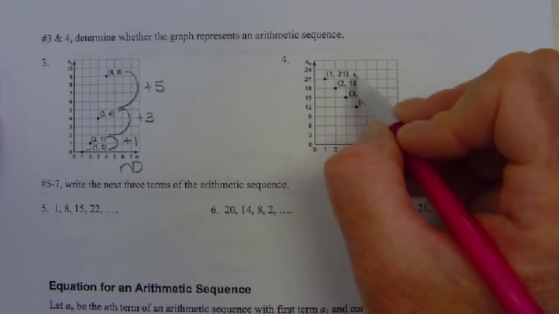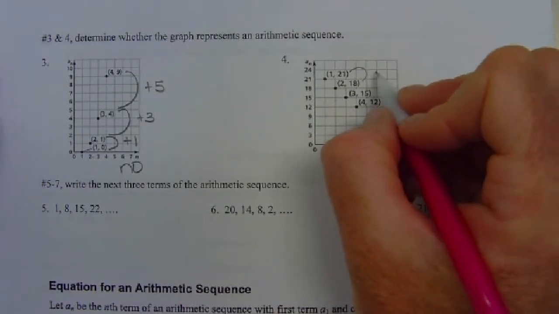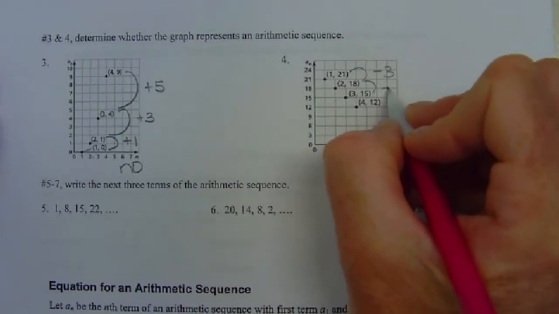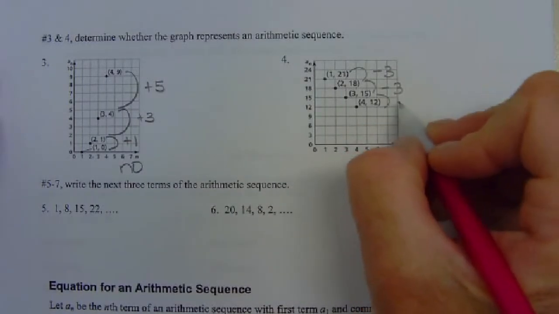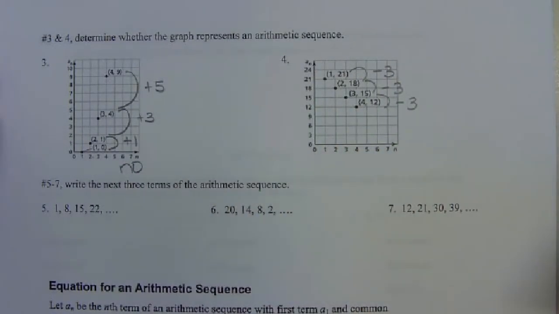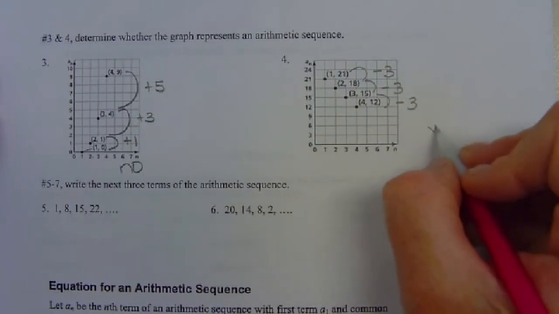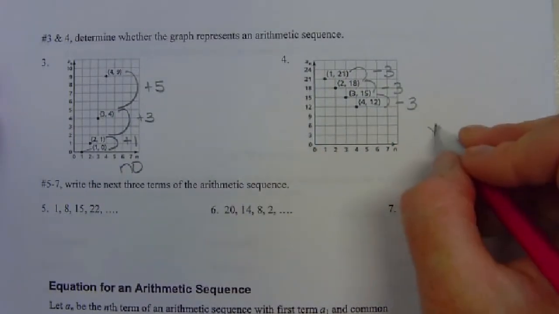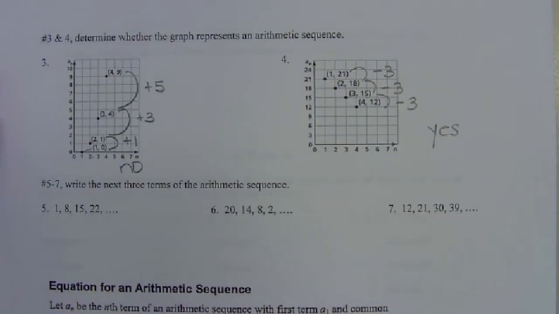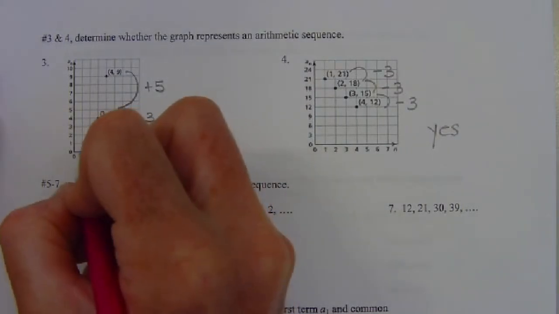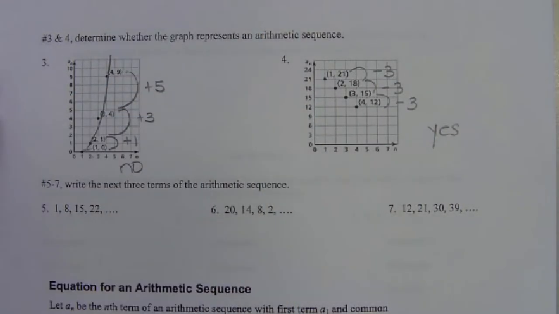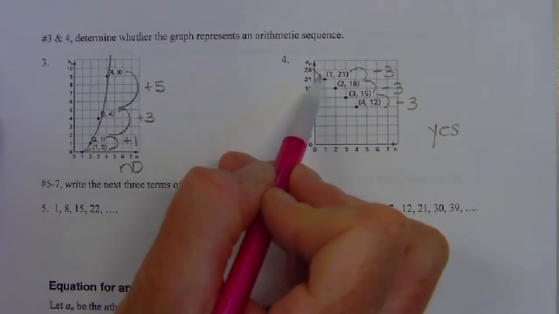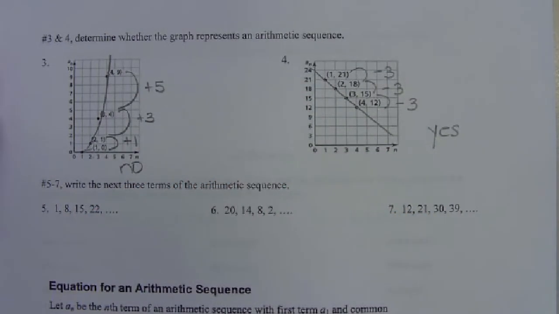Here, you will notice you'll look at your y's. From 21 to 18, you subtract 3. 18 to 15, you subtract 3. And 15 to 12, you subtract 3. Because those are consistent, this is an arithmetic sequence. The next thing you will kind of look at with these graphs is if you were to connect these dots, you will see that that line is curved, not an arithmetic sequence. And that line is straight, which is an arithmetic sequence.